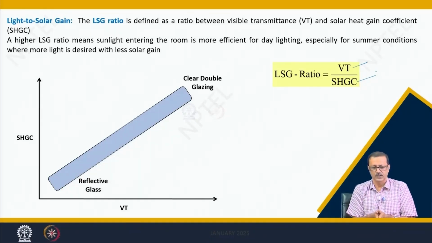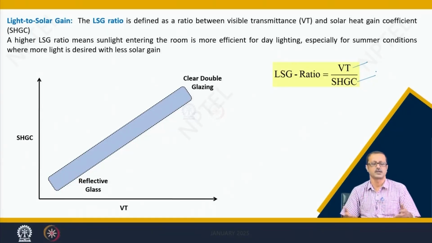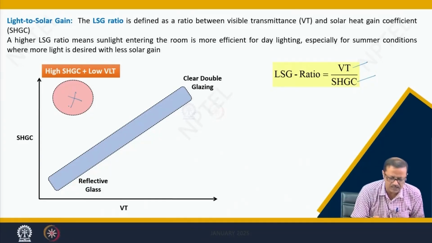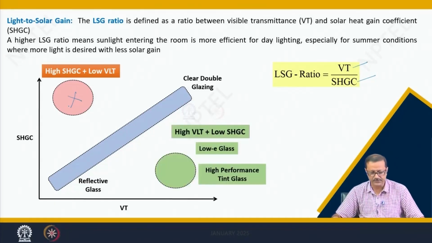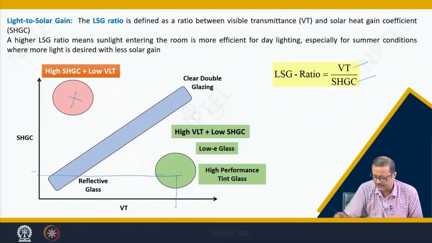Suppose a glass has a high SHGC and also a high VT, which is very normal. But some glasses may show a very high SHGC with a very low VLT, visual light transmission. We should not take those glasses, because that will unnecessarily increase my heat gain, but will not give me any daylight, due to the low VLT. But I will be very interested if I get a glass in this zone, where I have a very high VLT and a very low value of SHGC.